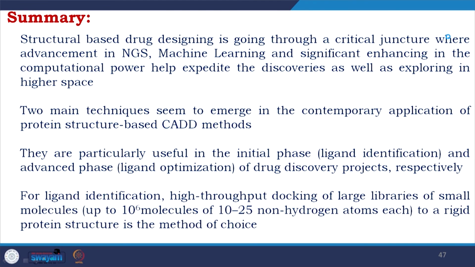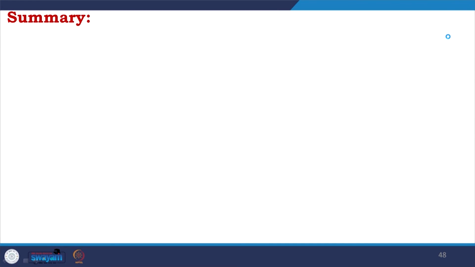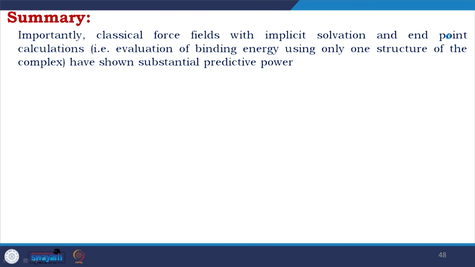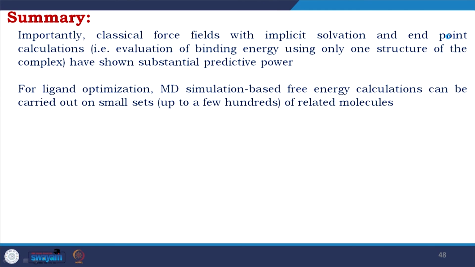For ligand identification, high throughput docking of large libraries of small molecules, up to 10 to the power 6 molecules of 10 to 25 non-hydrogen atoms each, to a rigid protein structure is a method of choice. Importantly, classical force fields with implicit solvation and endpoint calculations, that is the evaluation of binding energy using only one structure of the complex, have shown substantial predictive power. So, you need 4 structures, 5 structures, but when you are doing simulation, you are actually going through the ensembles, you are actually going through the structure space.